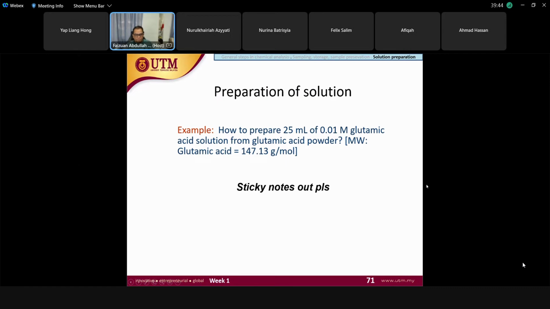How to prepare 25 ml of 0.01 molar glutamic acid solution from a glutamic acid powder. The molecular weight for the glutamic acid is 147.13 gram per mole. How to prepare 0.01 molar of glutamic acid? I give you about 3 minutes.